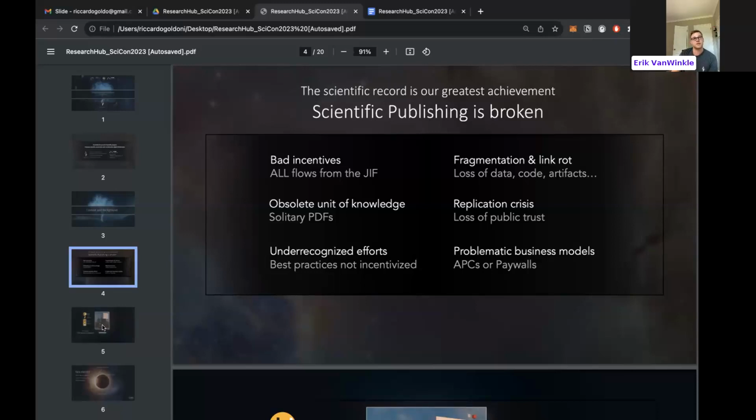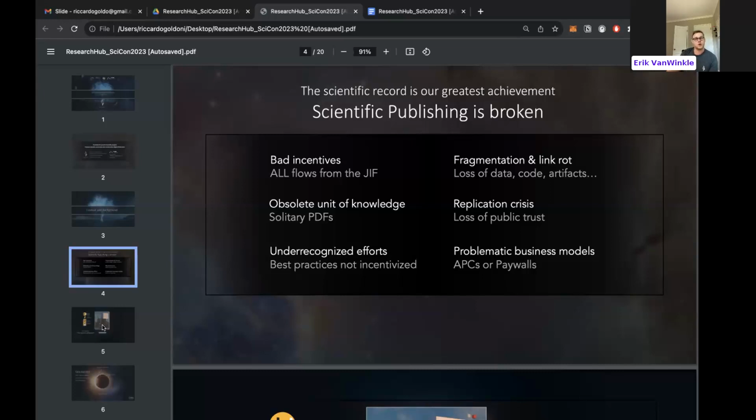There are problems with fragmentation and link rot, loss of data, code, and artifacts, where if you're going to actually look for that information, it's a good chance that you're not going to be able to find some of the supplementary artifacts, which are crucial in reproducibility. We see the replication crisis. The president of Stanford University recently stepped down due to allegations coming from inside of the university about some of the methods for his research itself. And while that's still under investigation, that's just one of a million stories that continuously come out.